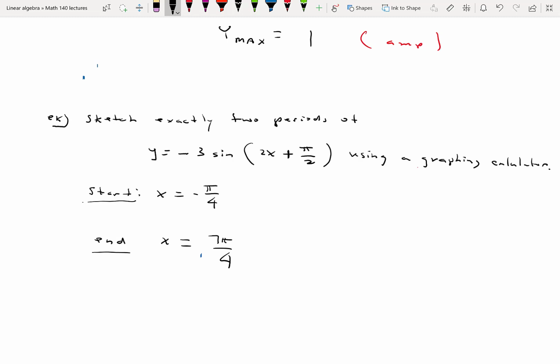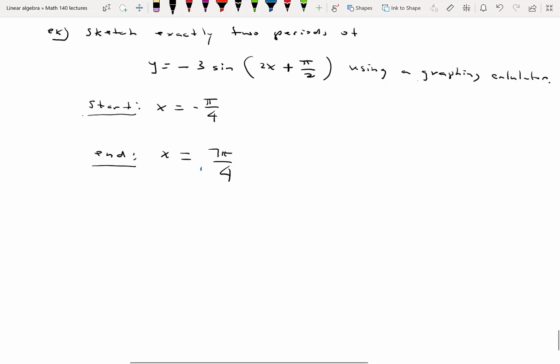We find the end point by setting 2x plus pi over 2 equal to how much for 2 periods? We set 2x plus pi over 2 equal to 4 pi for 2 periods. And we change our viewing window. Okay, but I'm getting ahead of ourselves. So step 1, enter the function.